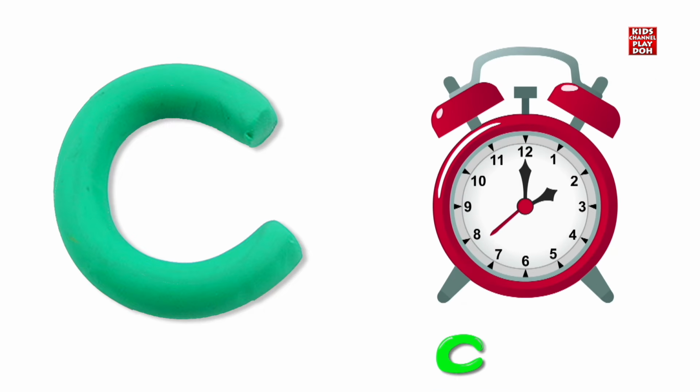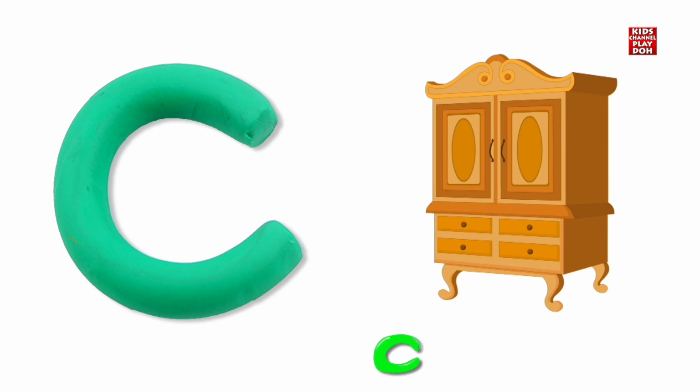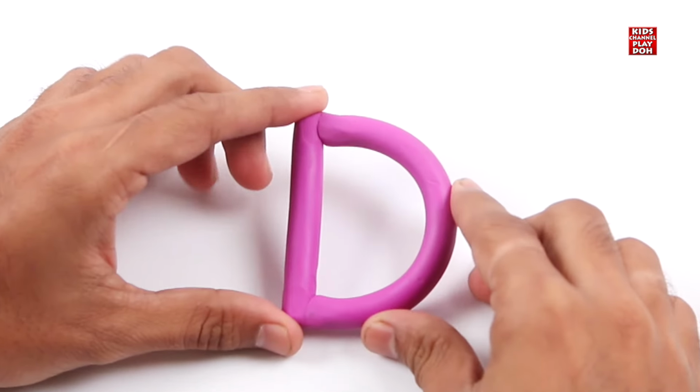C is for clock, clock. C is for cupboard, cupboard. Here comes the letter D.